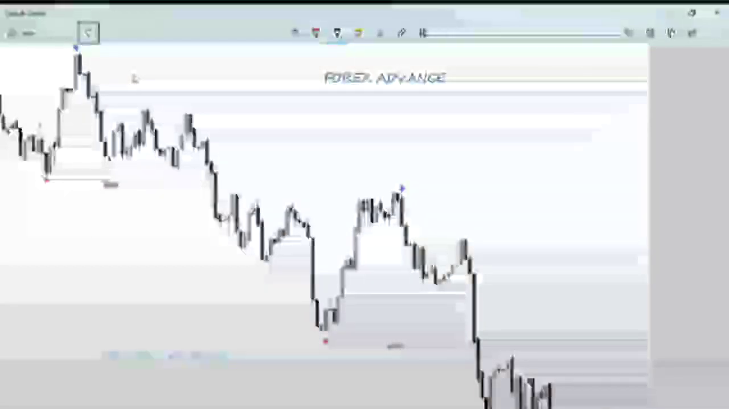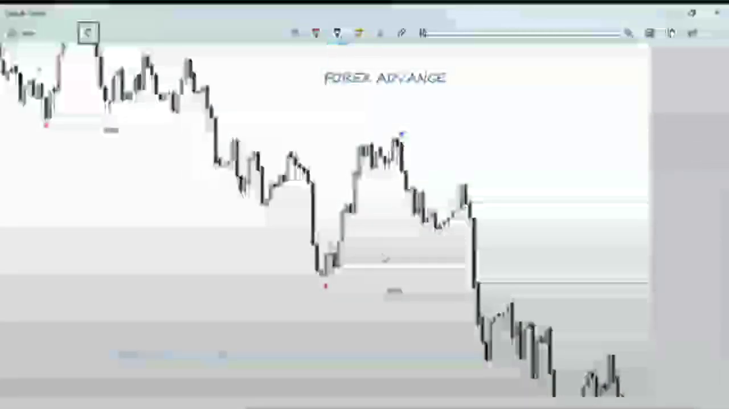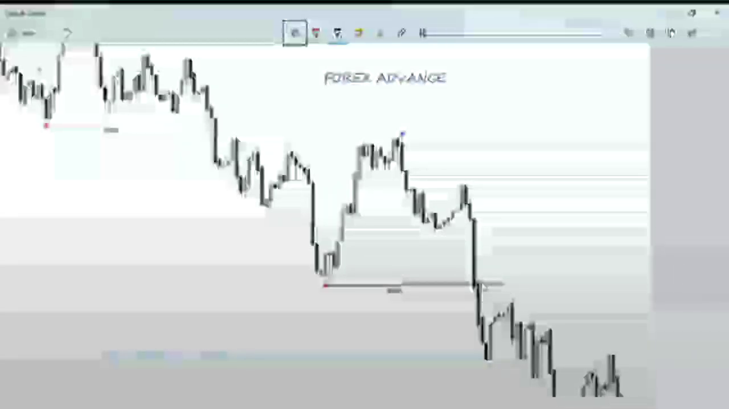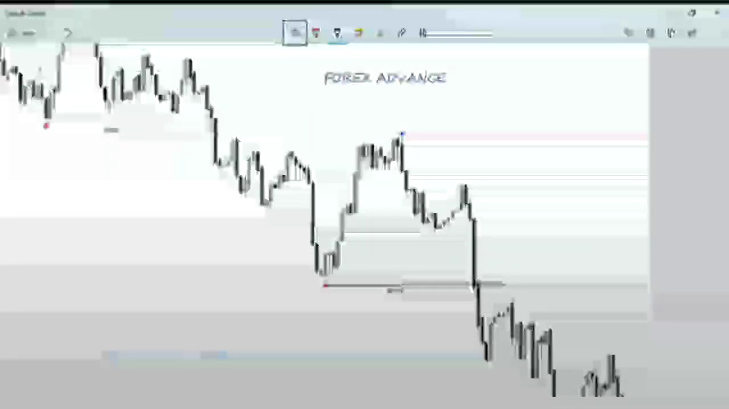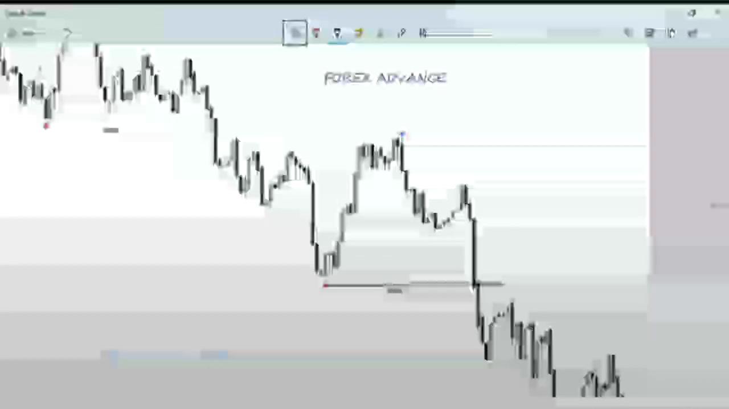So we will wait for the next break of structure, and in the next scenario we can see that here is the point where the market has broken the structure. So after this break of structure we have to look for the imbalance and we have to look for the order block.